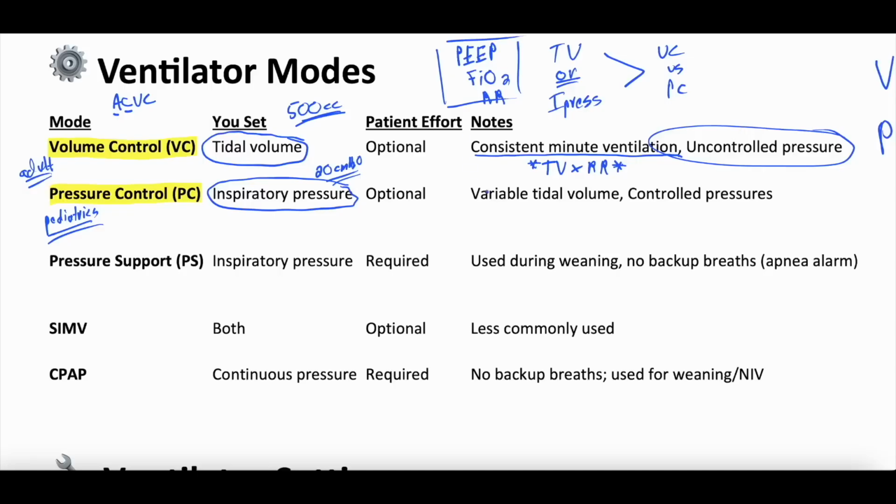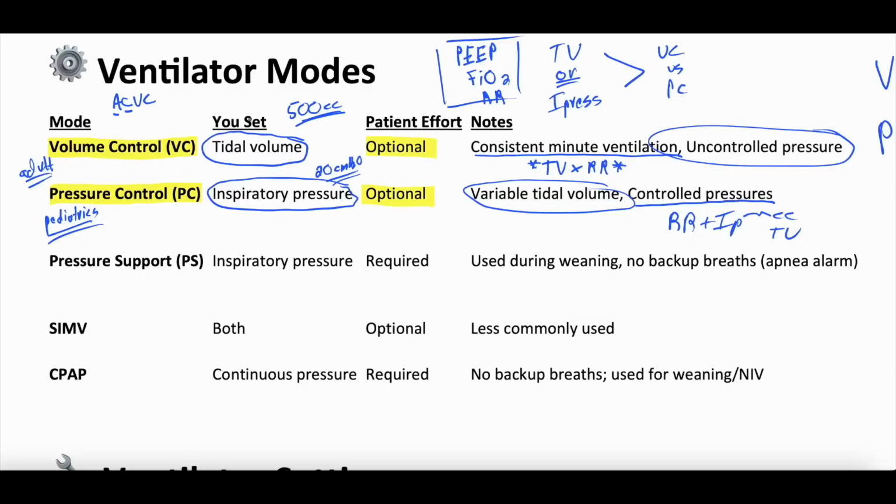Whereas in pressure control, you have controlled pressures, because you're saying, I don't want them to get more than this inspiratory pressure, right? I'm setting an inspiratory pressure, and that's the pressure the ventilator is giving them. But the tidal volume is variable, which means the minute ventilation is variable, right? Because you're setting a respiratory rate in pressure control, and you're also setting that inspiratory pressure, but the minute ventilation they're getting is just going to depend on how many cc's of tidal volume that inspiratory pressure gives them with each breath.